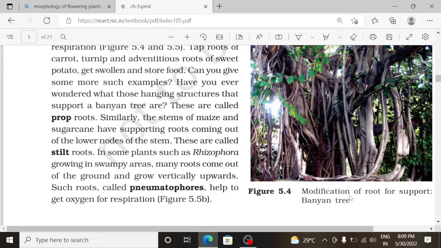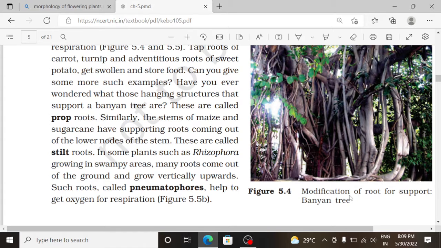Can you give some more such examples? Have you ever wondered what those hanging structures that support the banyan tree are? These are called prop roots. Similarly, the stems of maize and sugarcane have supporting roots coming out of the lower nodes of the stem. These are called stilt roots.